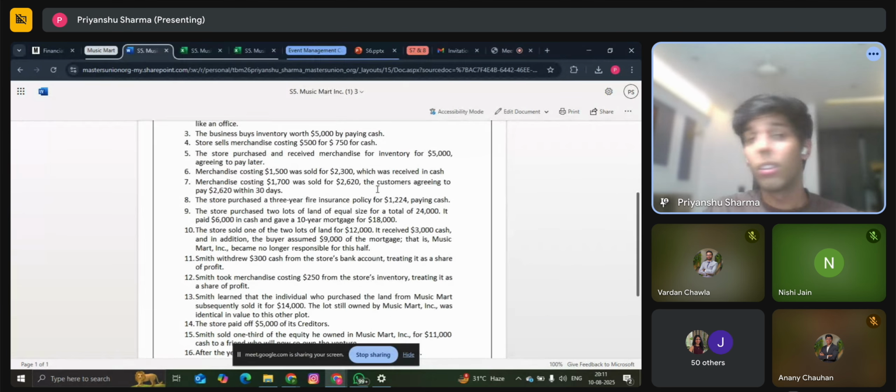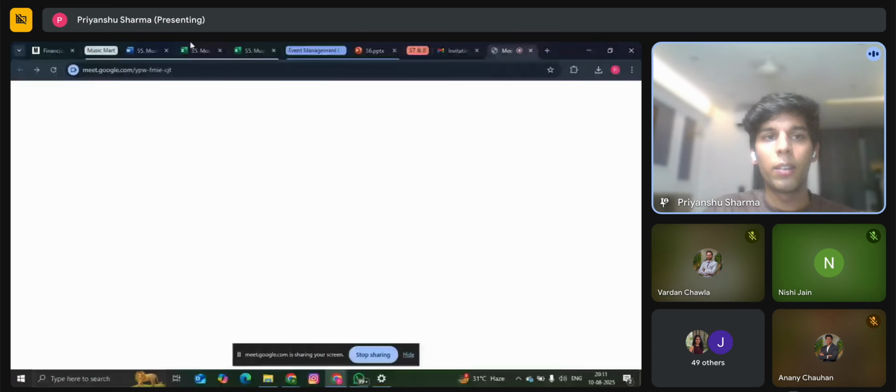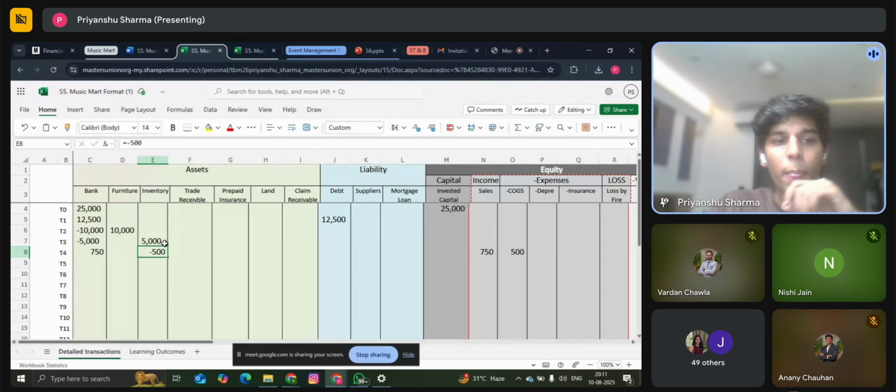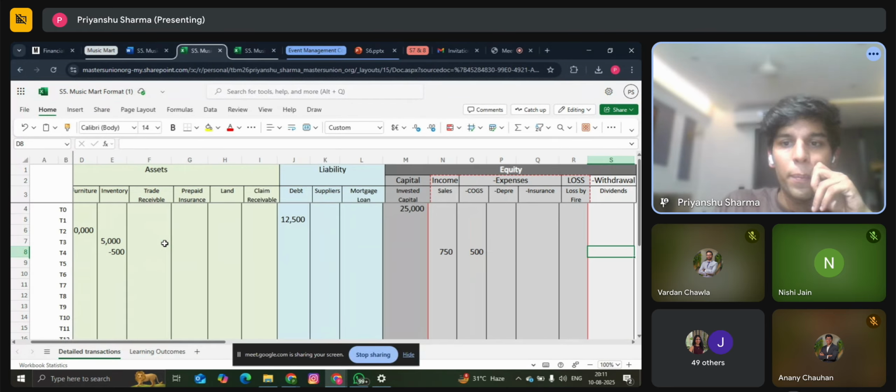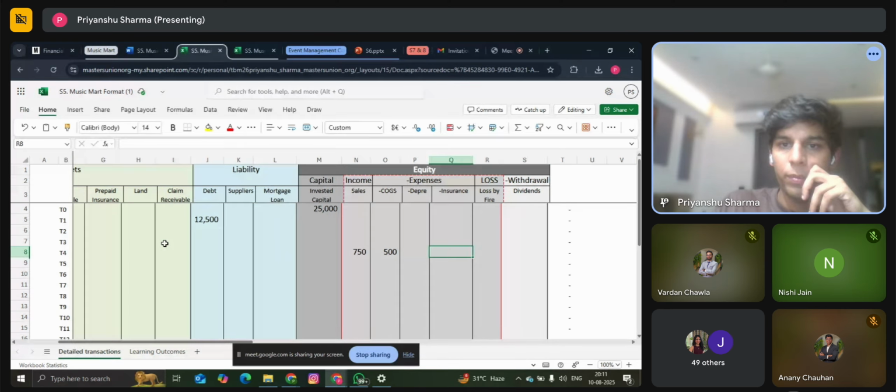Is this entry clear? One question. Yeah, good. So if you go back to the sheet, there on the extreme right side, there's a checker in place. It's off. Okay. It was off.